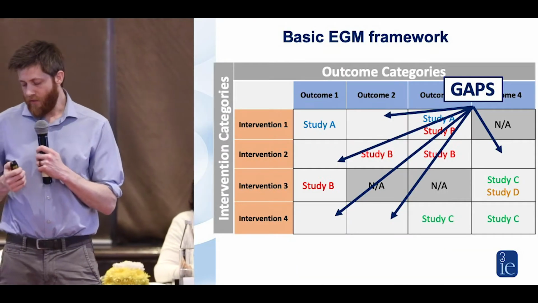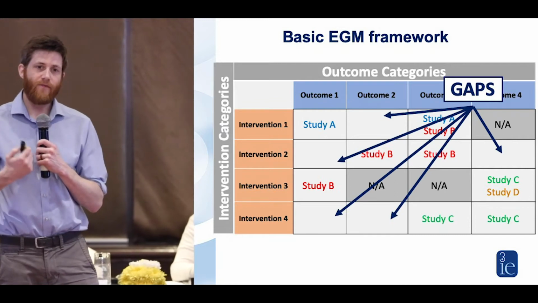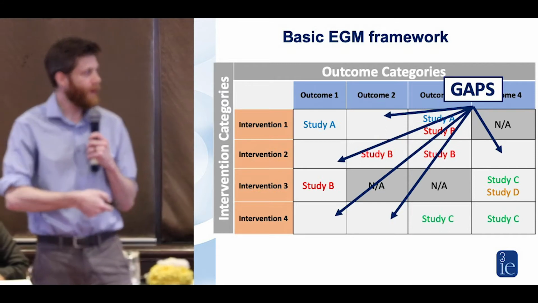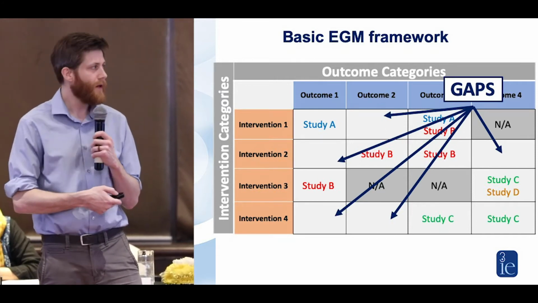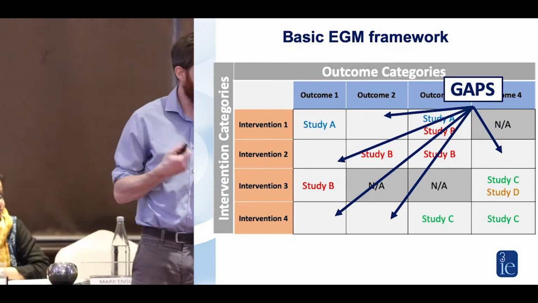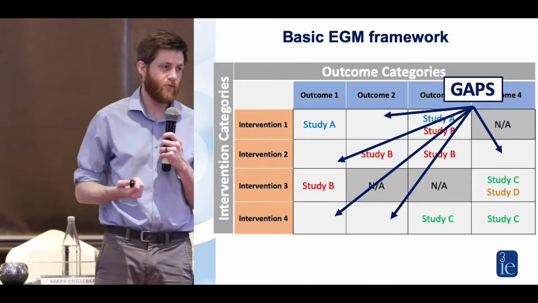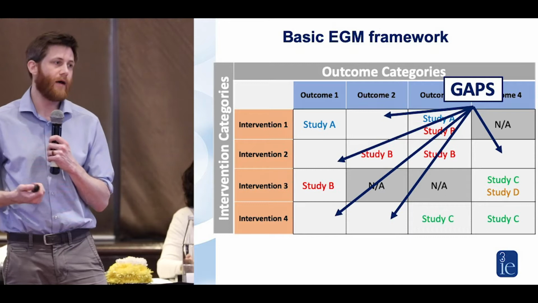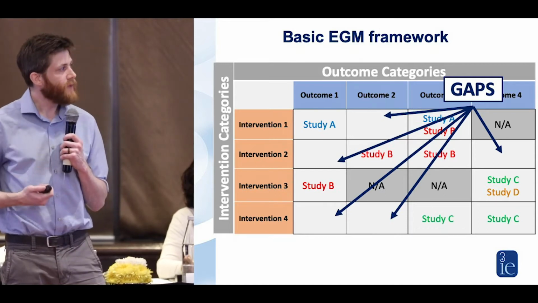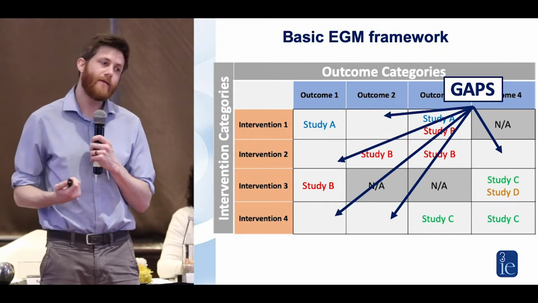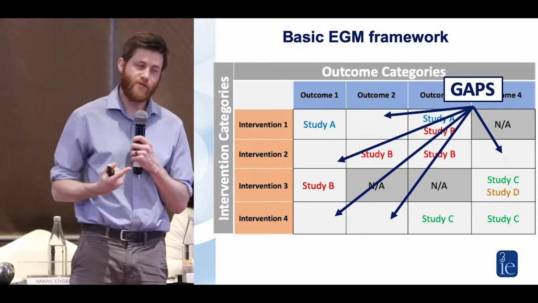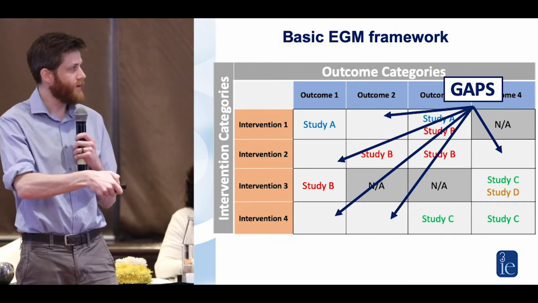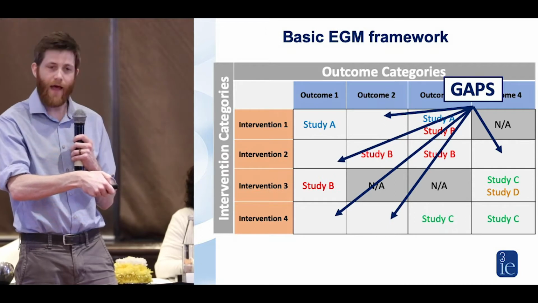So the approach to evidence gap maps is we develop a framework, a matrix that looks like this, where we have a series of interventions we're interested in and a number of outcomes that we're interested in. So an intervention could be something like SMS reminders for vaccination. An outcome could be something like full immunization for a child. And when we find a study that looks at the impact of SMS reminders on full immunization, then we put that in the square that's at the intersection of that intervention and that outcome.